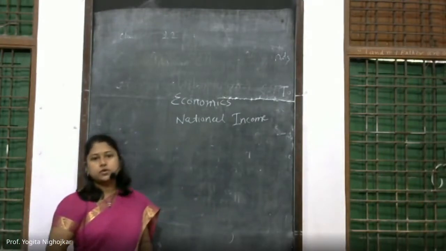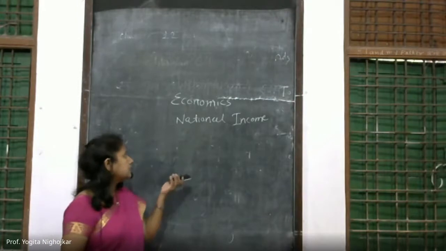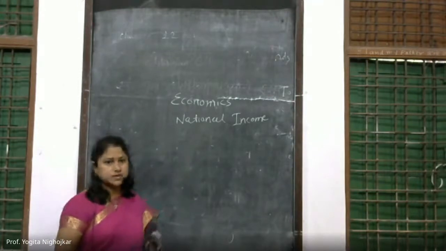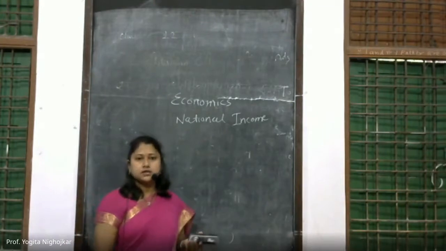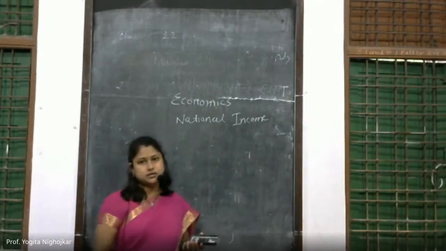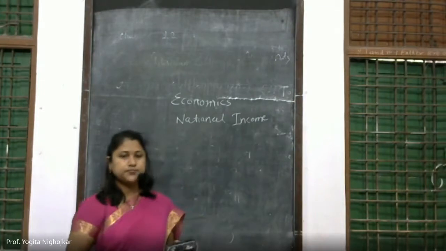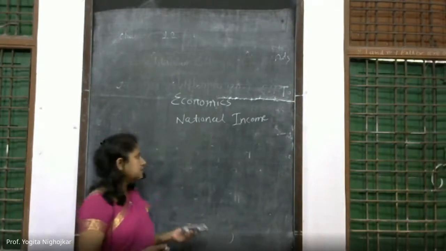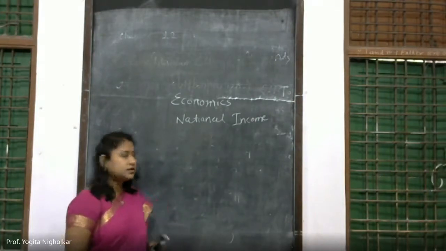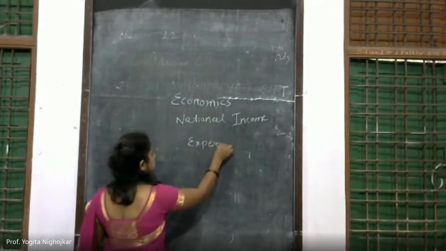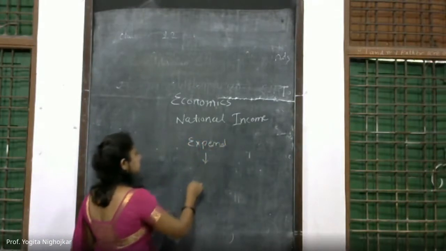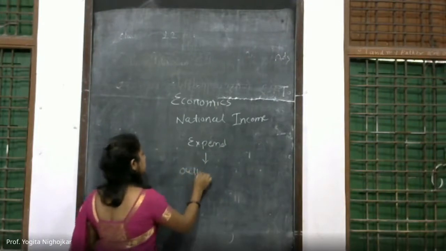Today, we are going to learn the next part of this topic, that is national income. Actually, we learned in our last period, that is the expenditure method. What is the expenditure method? This method is also known as the outlay method.